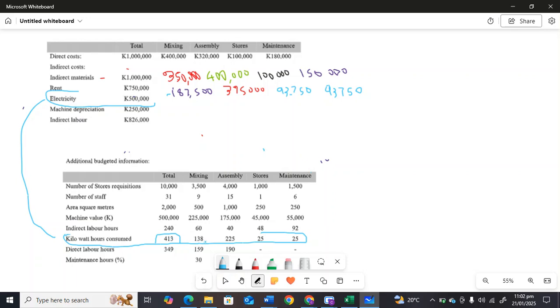So for mixing, 138 over 413. Assembly, 225 over 413. Stores, 25 over 413. And maintenance, 25 over 413. So let's tabulate. I've already got my answers.